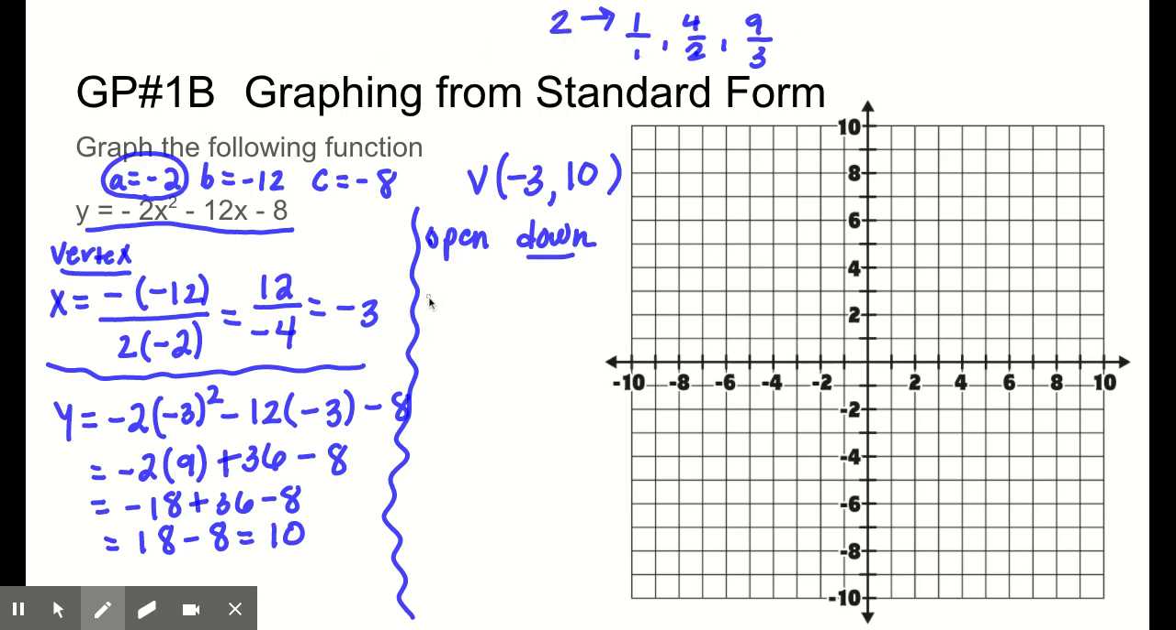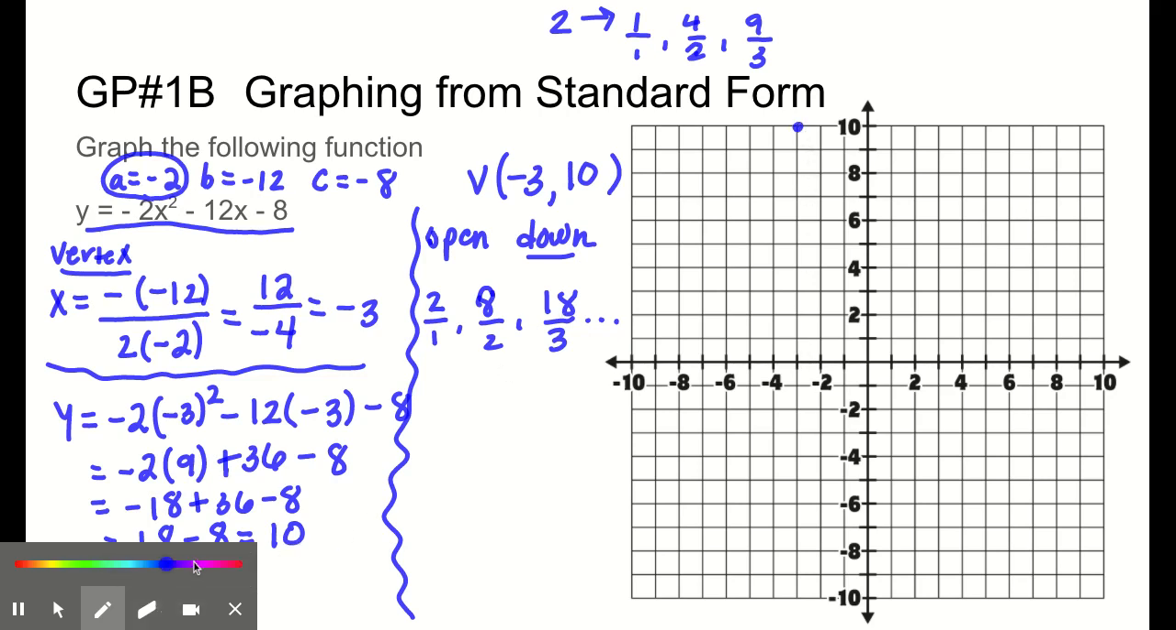So our graphing pattern will now be 2/1, 8/2, 18/3, and that's all that's going to fit on our graph. So let's start with our vertex at -3, +10. Make sure you draw your axis of symmetry. So our axis of symmetry here is x equals -3.